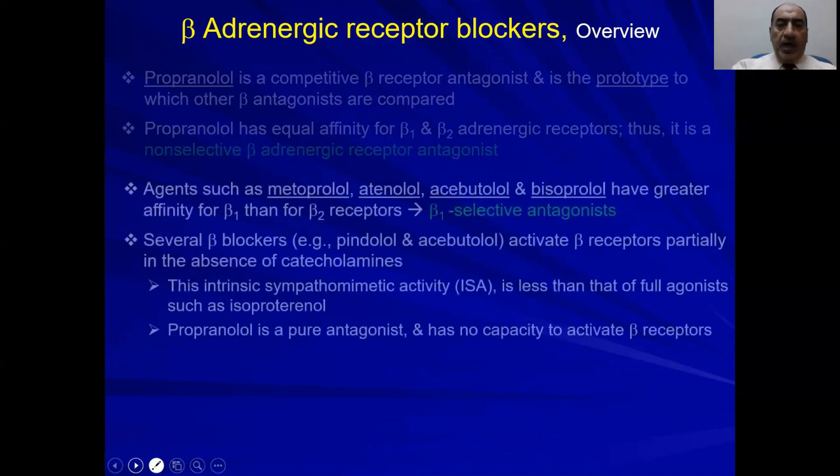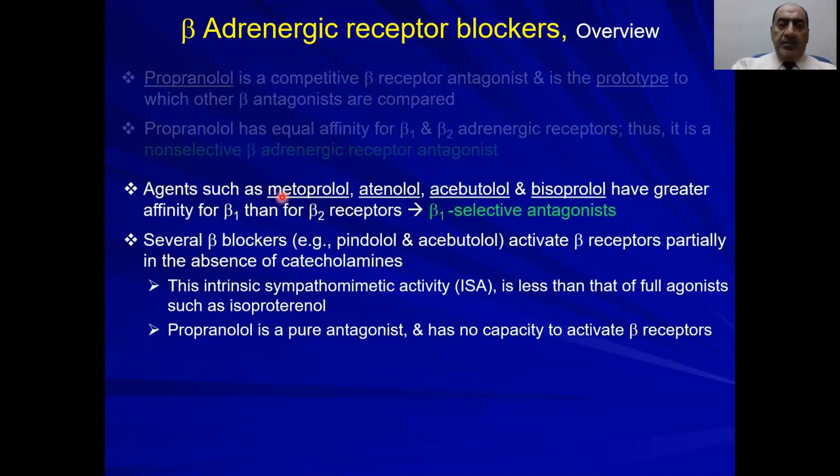It inhibits both beta 1 and beta 2. There are agents which are beta 1 selective, including metoprolol, atenolol, acebutolol, bisoprolol. They are selective for beta 1. Some of these beta blockers have what's called intrinsic sympathomimetic activity. These drugs are partial agonists, so they are not full antagonists. A pure antagonist like propranolol does not have any capacity to activate beta receptors, but these drugs are partial agonists.